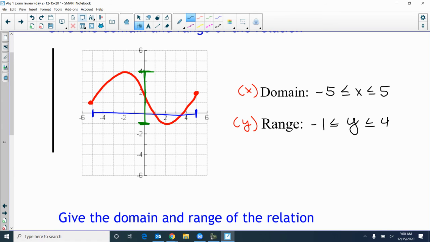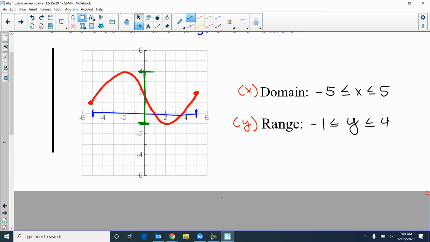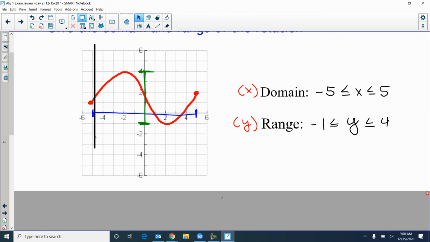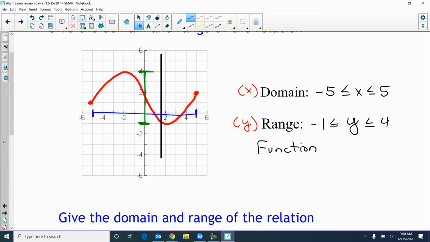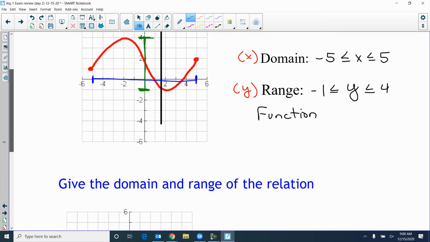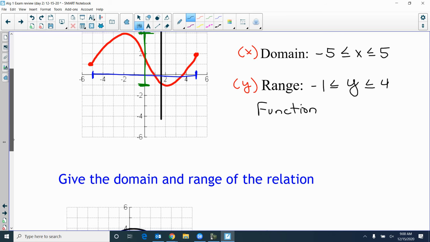Now is that a function? Yes, because it passes the vertical line test. That means each X has one Y value. So even though I know it doesn't say it on there, I'm gonna put down this as a function. When you write the domain and range there, you're always using less than or equal to on this type of problem.